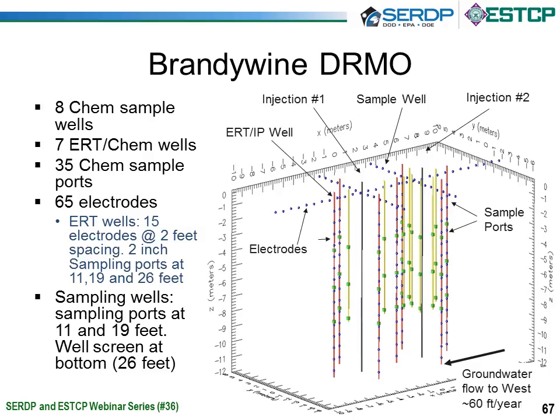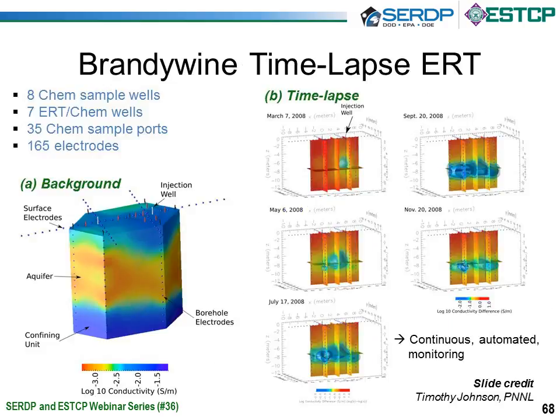For a typical monitoring application, we wouldn't need so many. This is a shallow application, so surface electrodes were used here to complement the borehole information. ERT dedicated boreholes will certainly add an additional expense, but the wells don't have to be finished as other wells do, and they can be very narrow. So they'll be much less expensive to drill. So let's take a look at some monitoring results.